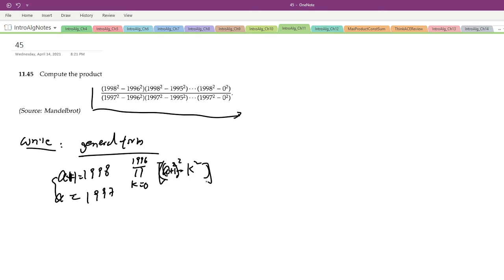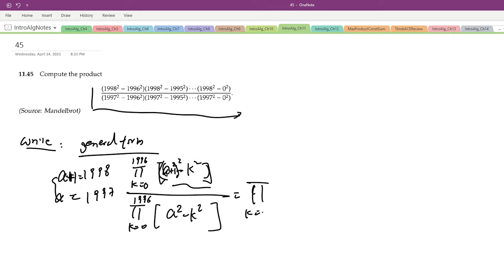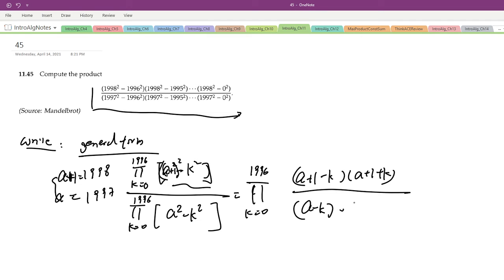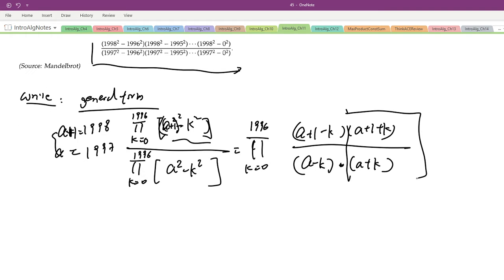Then we divide it by the product for k from 0 to 1996 of a square minus k square. So use the difference of squares, right? The product from k equals 0 to 1996, so we have (a plus 1 minus k) times (a plus 1 plus k), divided by (a minus k) times (a plus k). Okay, so we can cut this into two pieces: the first piece and the second piece.